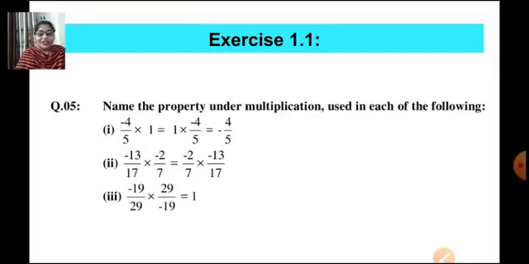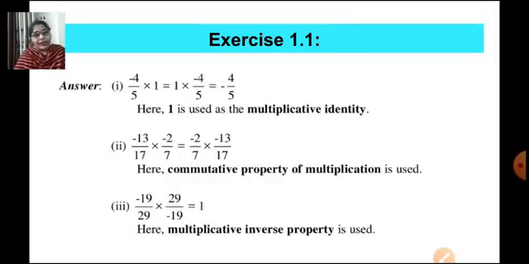Let us move ahead to question number 5. Name the property under multiplication used in each of the following. Which property has been used, you can write this in the textbook itself, children. No need to copy this. Such answers you can directly write in the textbook if you have. If you don't have a textbook, then obviously write it in your classwork.